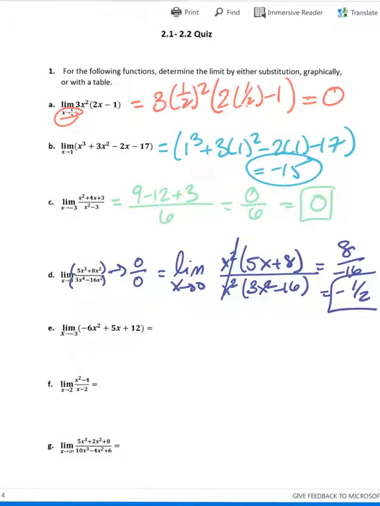Here, plug in negative 3. So it's going to be negative 6 times negative 3 squared plus 5 times negative 3 plus 12. So again, you guys can just do the arithmetic, or if this was the calculator part, plug it into your calculator. If you do that, you get negative 57.